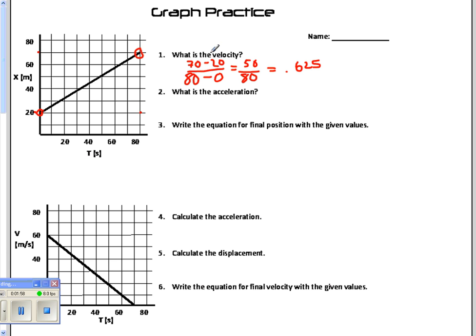Again, it's asking for velocity. So the velocity is just the slope. The units for velocity are still meters per second. There you go. All right, next question is, what is the acceleration?